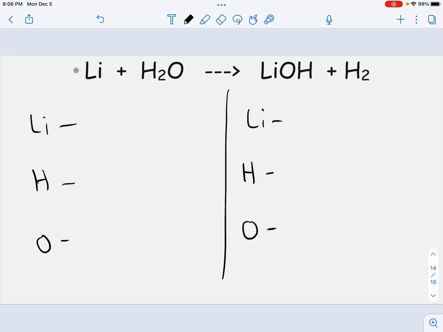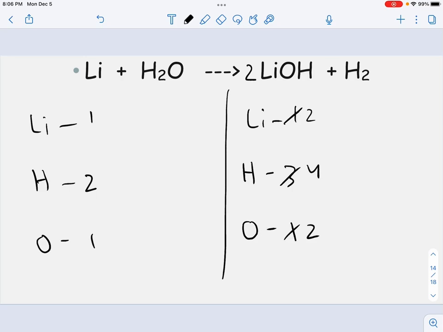All right, so let's keep count. We've got 1 lithium, 2 hydrogens, and 1 oxygen. On the right-hand side, we've got 1 lithium, 3 hydrogens, and 1 oxygen. The first thing that I'm going to do is add a 2 to lithium hydroxide. By doing that, I've got 2 lithiums, 4 hydrogens, and now 2 oxygens.